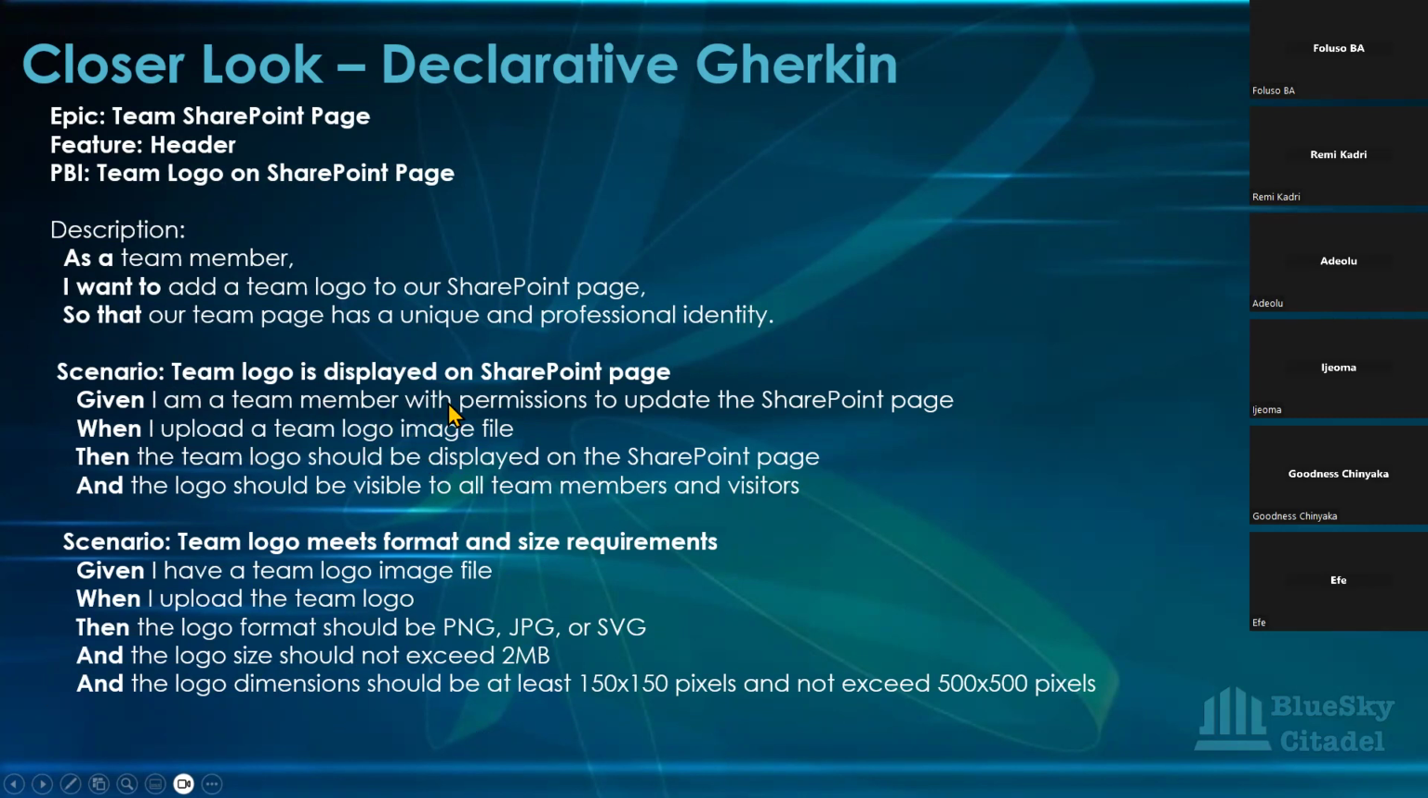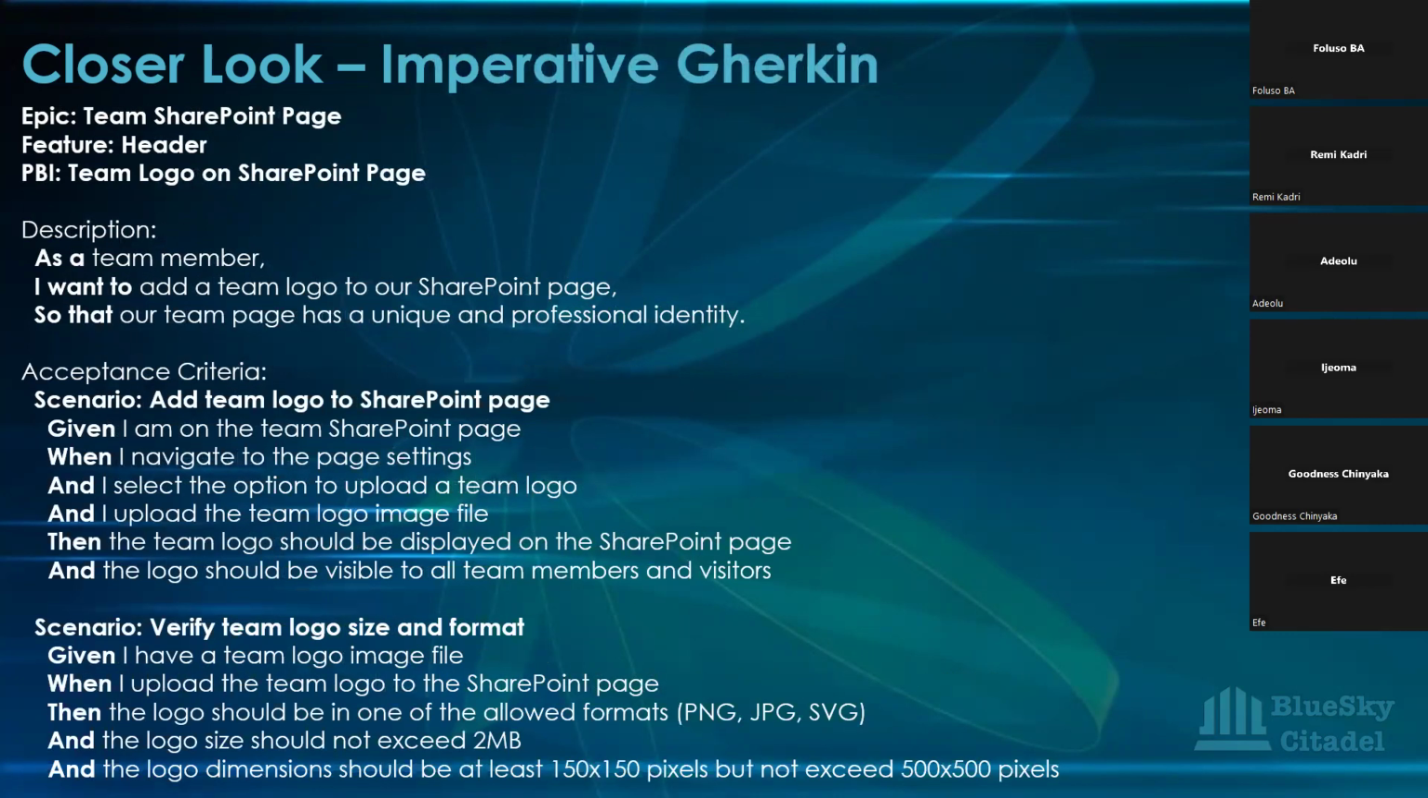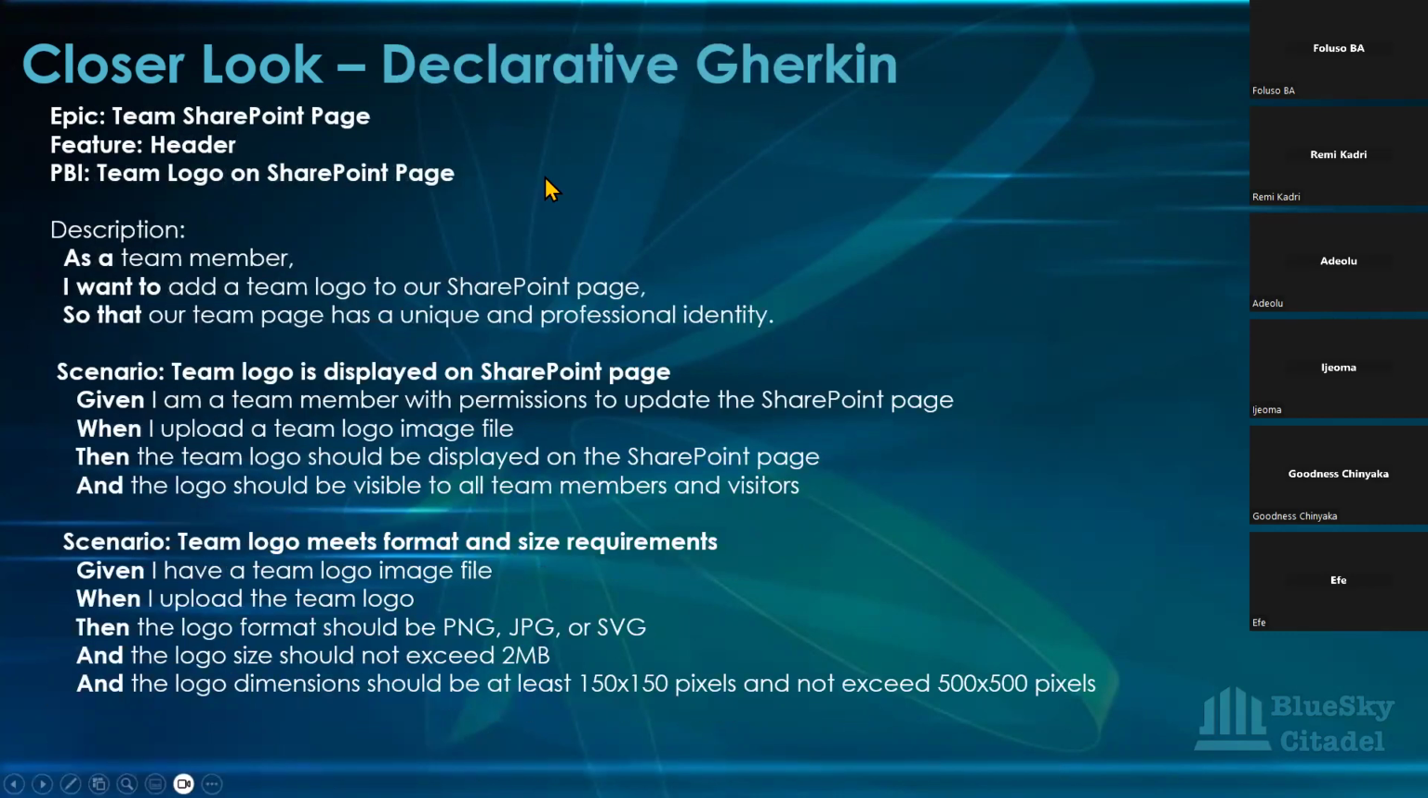So given a team member with permission to update the SharePoint page, when I upload the team logo image, then the team should be displayed and the logo should be visible. So this one is a declarative.